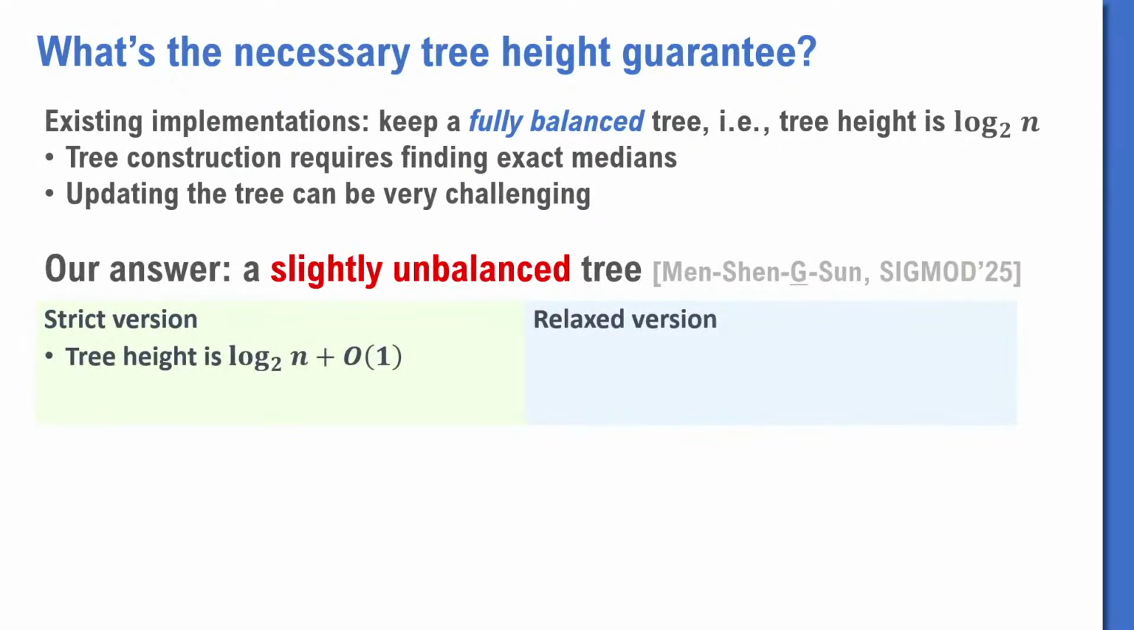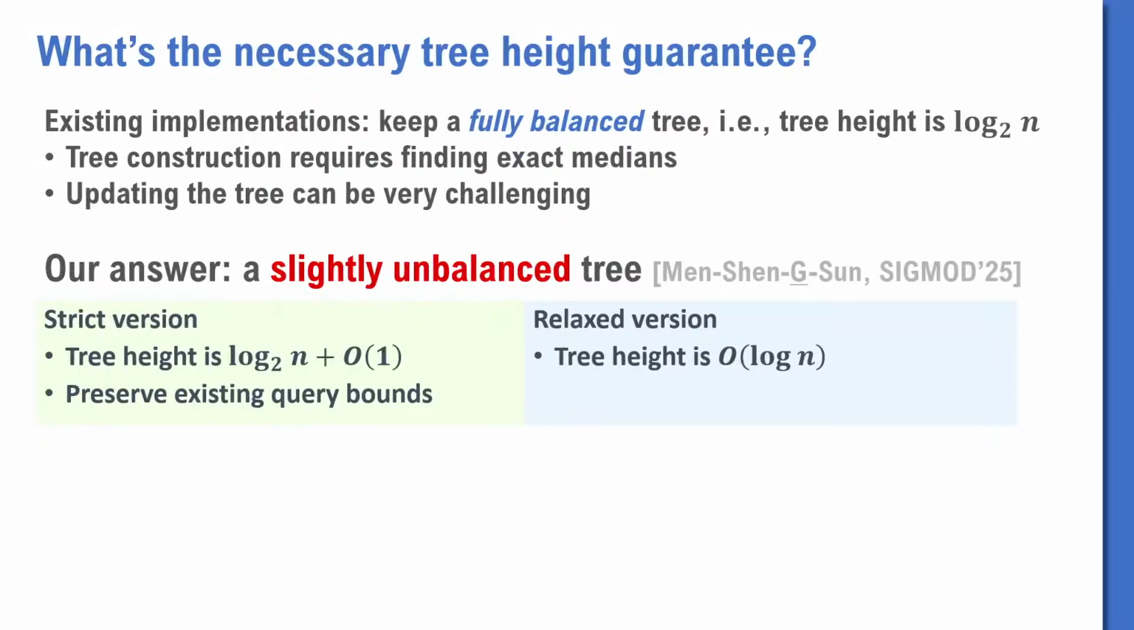For the strict version, if you allow a constant additive factor on the tree height, then it will still maintain all the bounds. That is on the theoretical side. On the practical side, we realize that it actually doesn't matter if the tree height is exactly log n; order of log n within a constant fraction is fine. We did a lot of benchmarking and found that as long as the tree is not too unbalanced, the query time is very similar. So that will be sufficient for queries in practice.